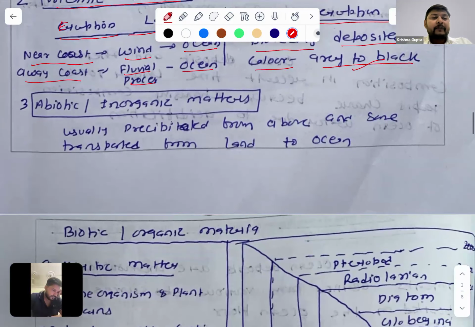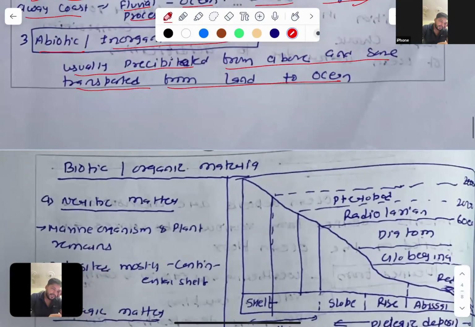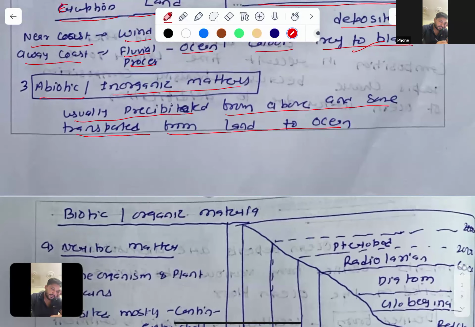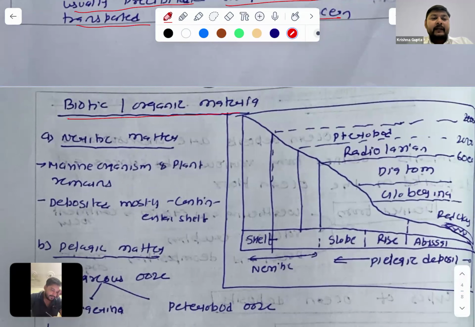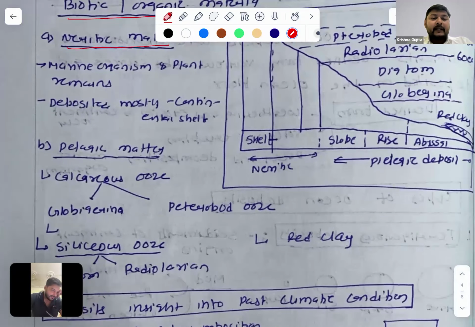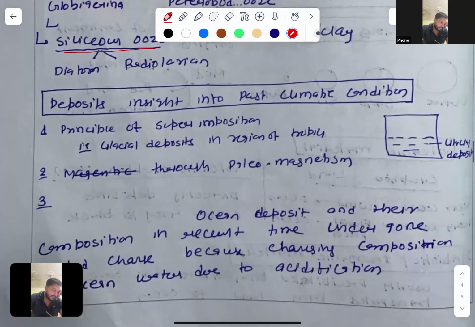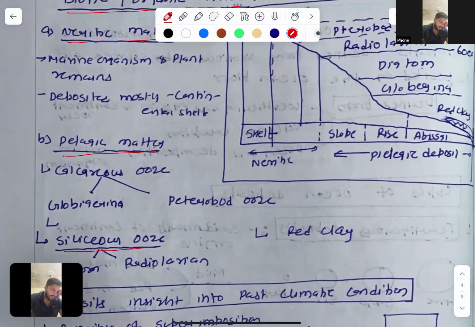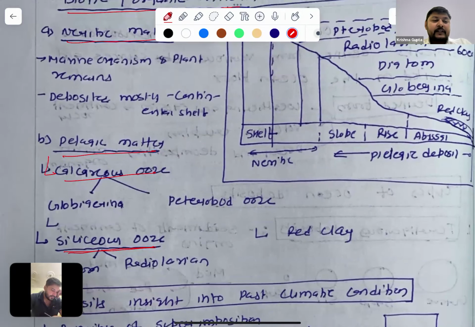Okay, now moving forward with biotic and organic matter. Usually precipitated from above and some transported from land to ocean. Okay, not an issue. So biotic and organic material: neritic matter, pelagic matter, siliceous ooze. No, I have categorized everything under pelagic, I mean neritic. Calcareous ooze and siliceous ooze. Okay, this is under the pelagic part.